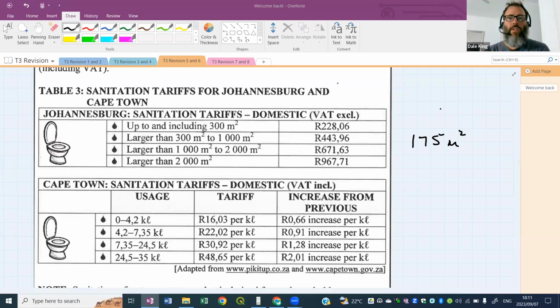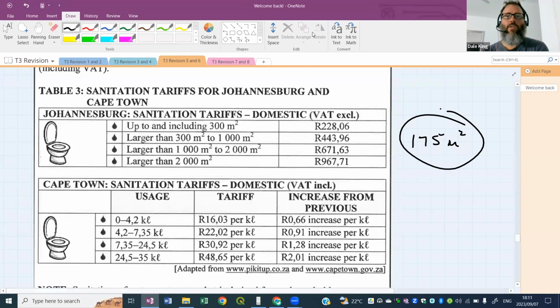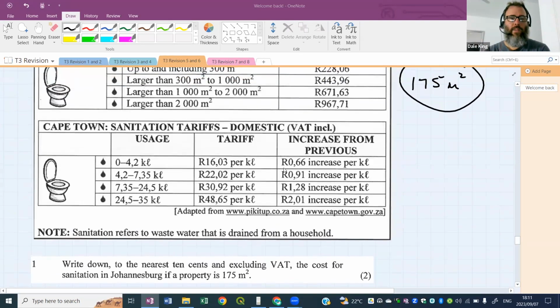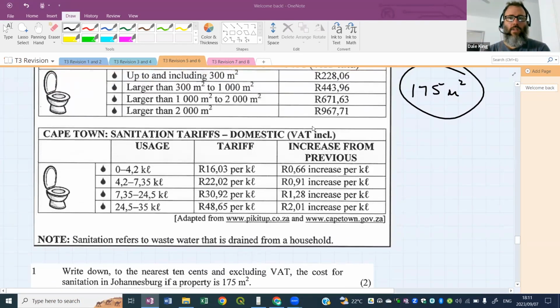We're looking for the tariff for a property that is 175 meters squared for Johannesburg. We need to round off to the nearest 10 cents, and it must be VAT excluding, but the table already is VAT excluding. Oh, sorry, guys. There's the question at the bottom. All I did was write the 175 square meters. In fact, you can see all the table now.